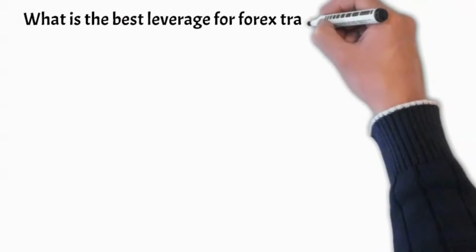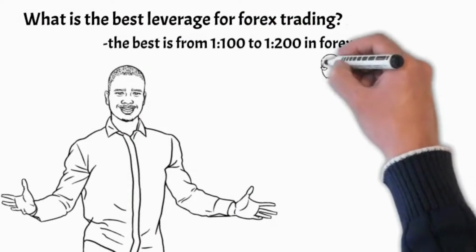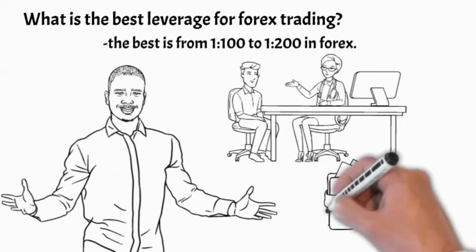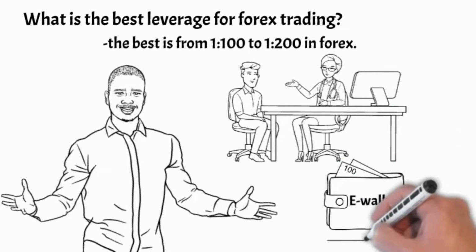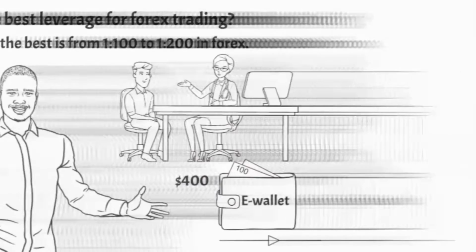What is the best leverage for Forex trading? It has been said that the best is from 1 to 100 to 1 to 200 in Forex. It means if you have $400 in your account as a trader, you can control $40,000 with a 1 to 100 and you can control $80,000 with a 1 to 200.